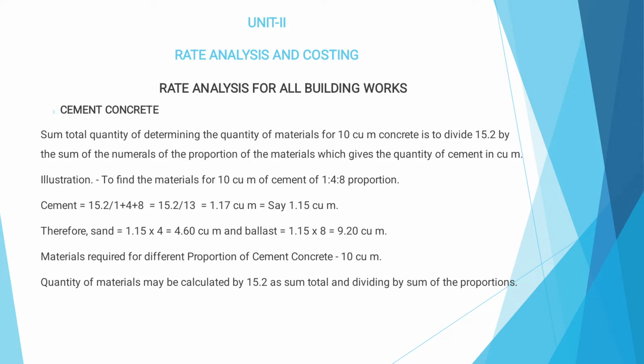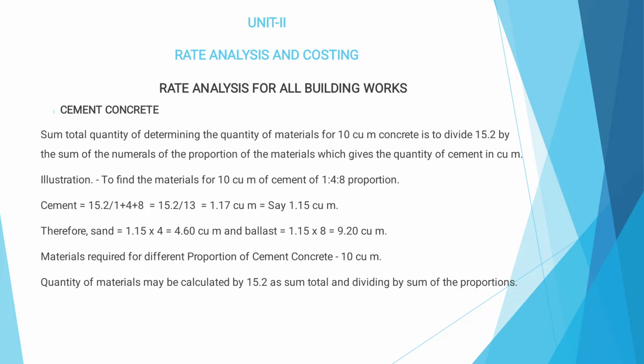Then let me start. Unit 2, Rate Analysis and Costing. We discuss rate analysis for all building works. Then we start. The first one is cement concrete. To determine the quantity of materials for 10 cubic meter concrete, divide 15.2 by the sum of the numerals of the proportion of the materials, which gives the quantity of cement in cubic meter.